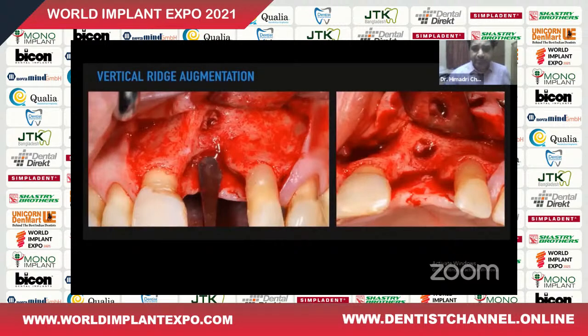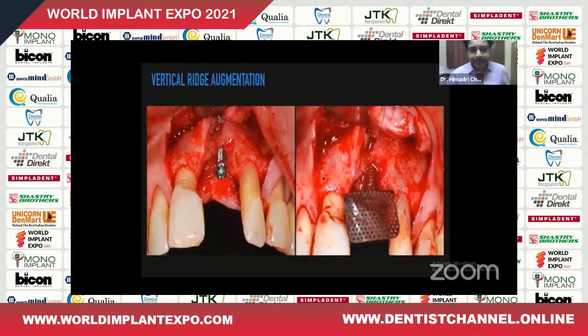So we have opened up this case. And this case I was talking about, this is the amount of vertical augmentation you have to do. You cannot do only vertical augmentation for sure. You need to build up horizontally and then put in vertical on top. And so we have utilized a little bit of screw and a mesh. Okay, this is a titanium mesh. So we have used this.